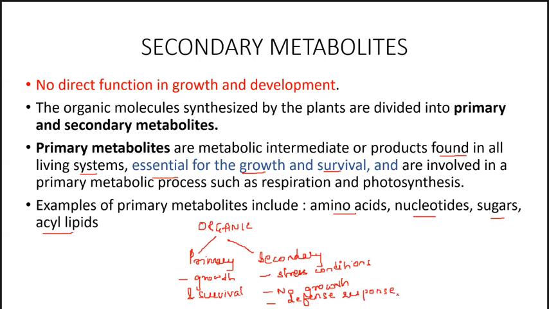So what we studied is that there are two kinds of organic molecules produced by the plant: one is primary, the other secondary. Primary metabolites are the intermediates found in all living systems, like amino acids, nucleotides, and sugars, and they help in the growth and survival of the organism. Secondary metabolites are produced only under stress conditions to protect the plants against certain stress responses. They do not help in any growth.